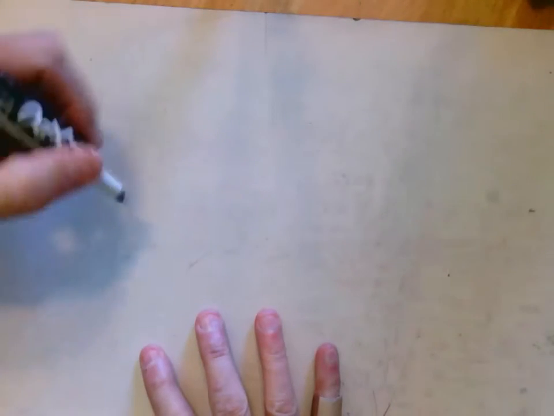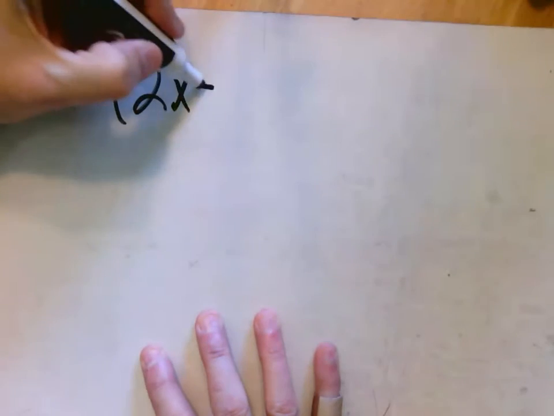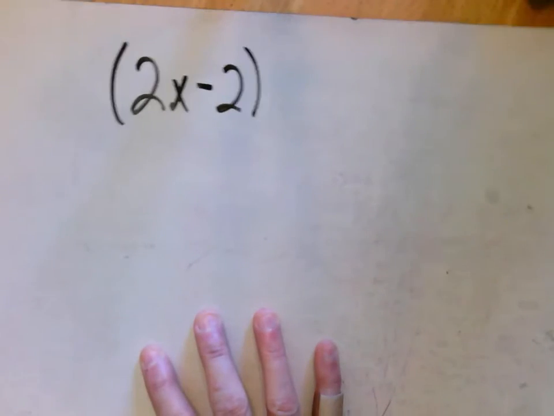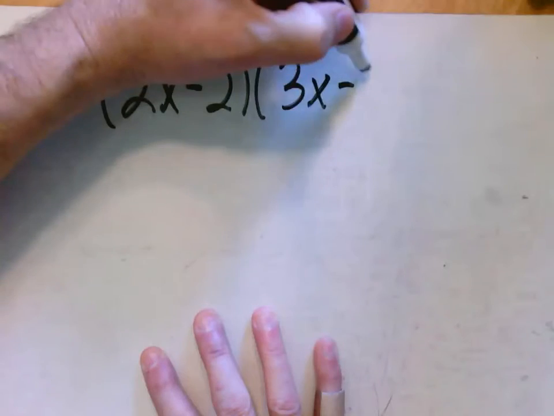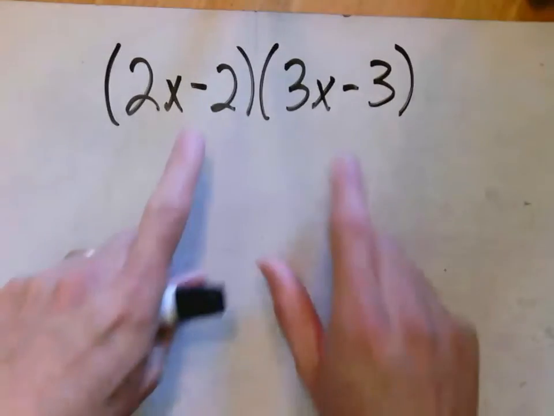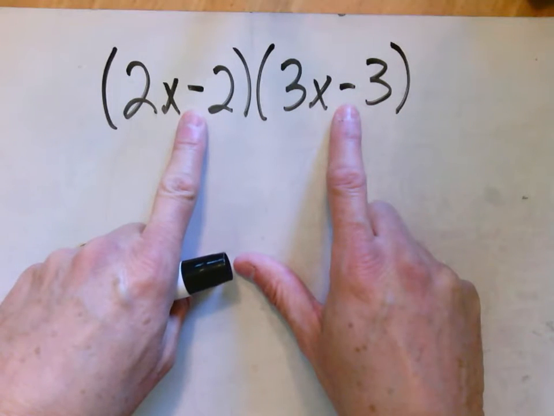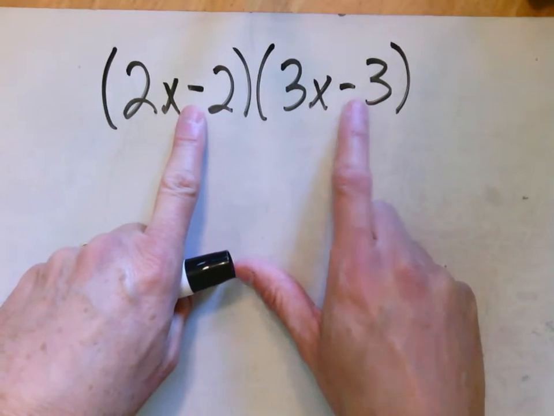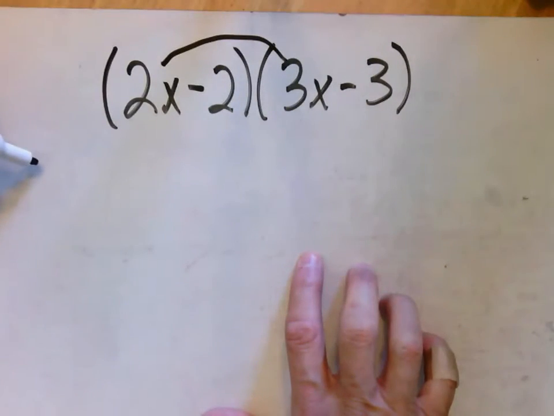All right, we got one more we're going to do. This one is going to be 2x minus 2, okay? And that's going to be multiplied by 3x minus 3. Notice we have 2 negative symbols here. So just be careful when you're doing your multiplication to make sure that we multiply correctly. We have 2x times 3x. Let's start over here this time a little bit.